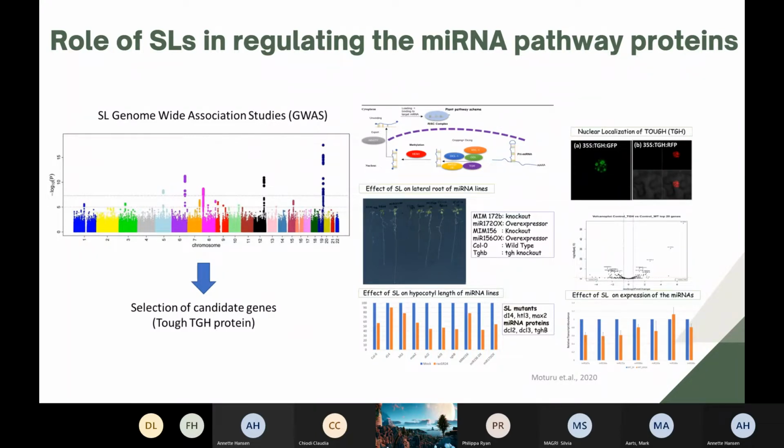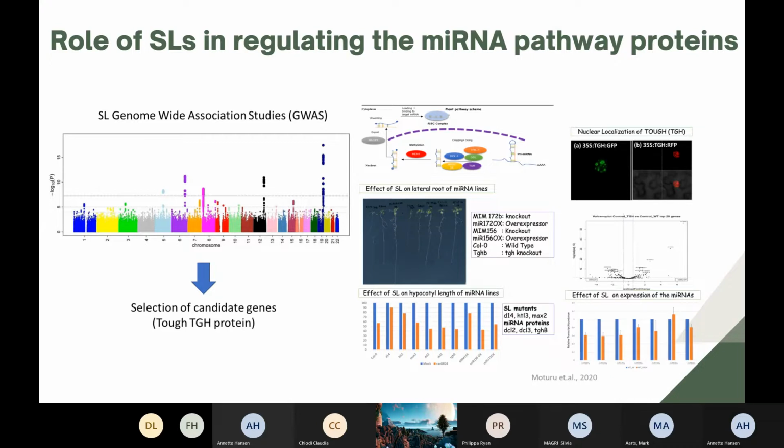Eventually we started screening, and it's very plant specific. It's absent in the animal small RNA pathway, but present only in the plant microRNA pathway, which makes it more interesting, and somehow it's regulated by strigolactones, which is quite unclear.